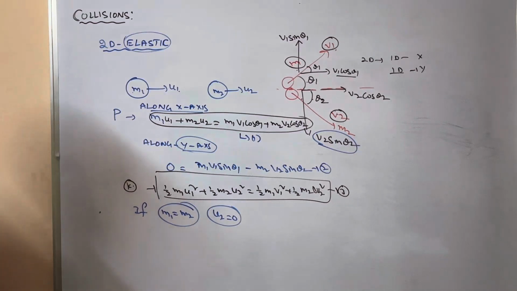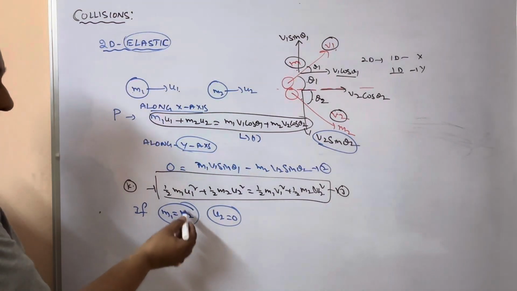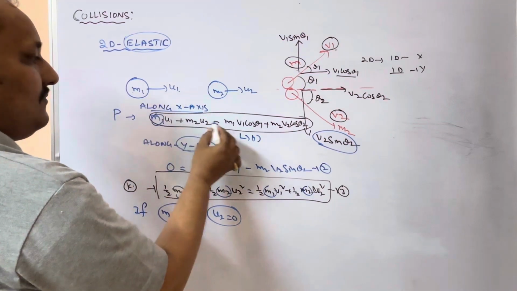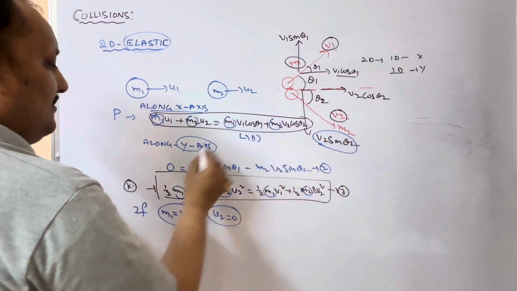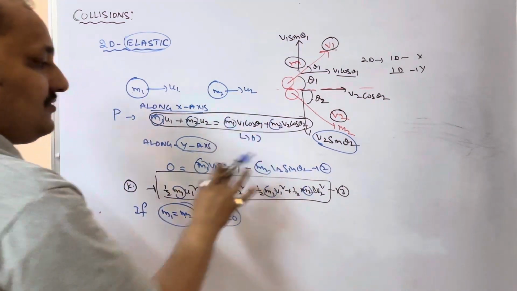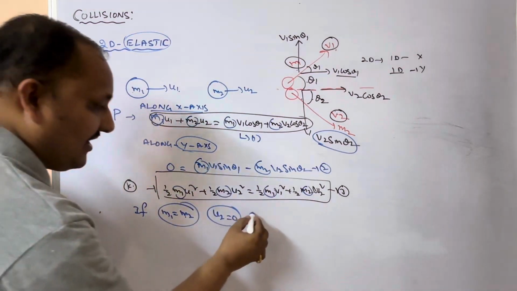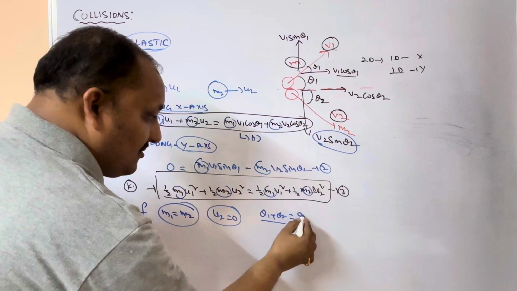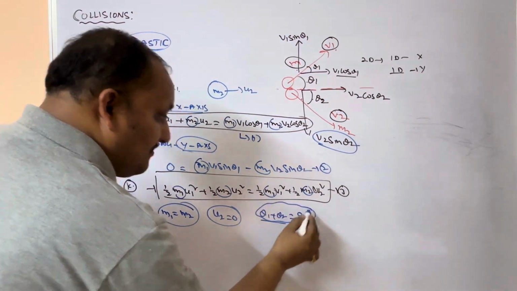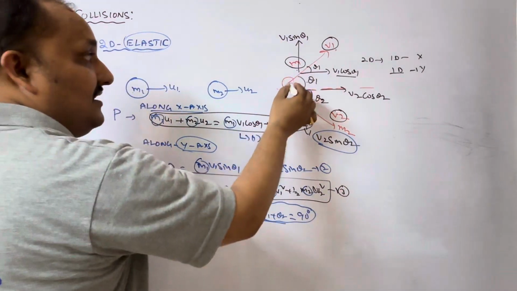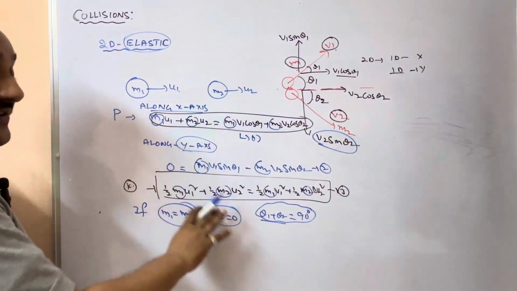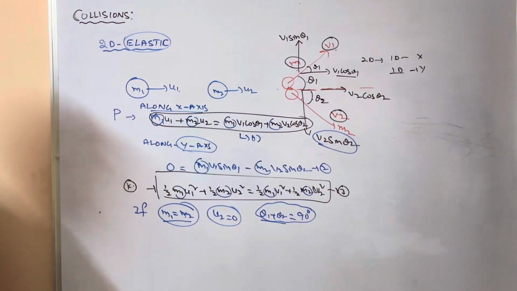Now what is going to happen in this case? If you put m1 equal to m2 in all these equations and solve, the solution we do not require. You will get one thing: theta 1 plus theta 2 should be 90 degrees. Meaning the two objects will move perpendicular to each other after collision if their masses are equal.